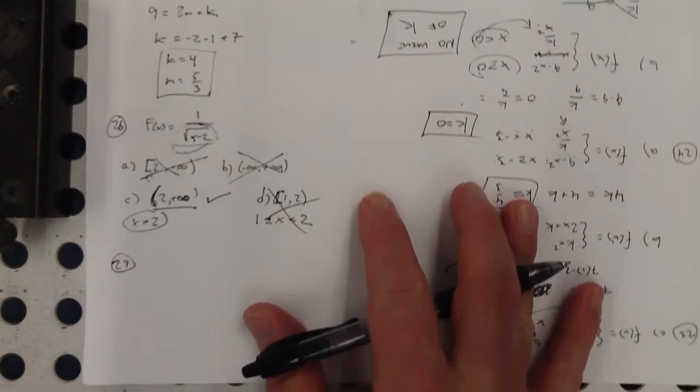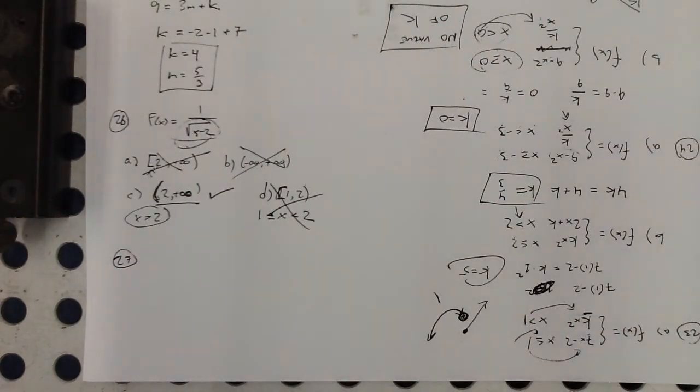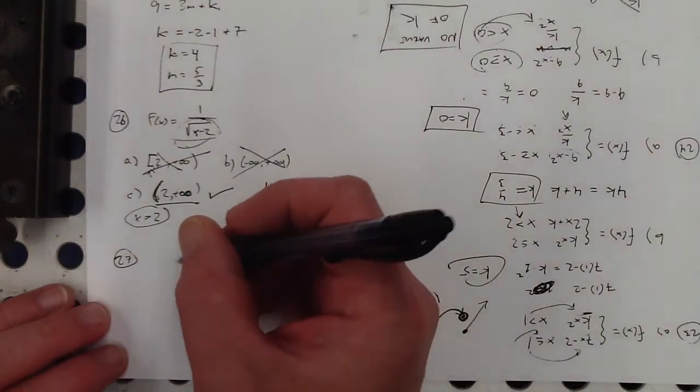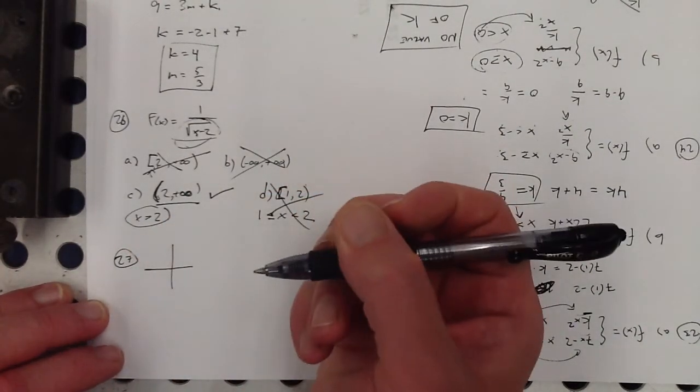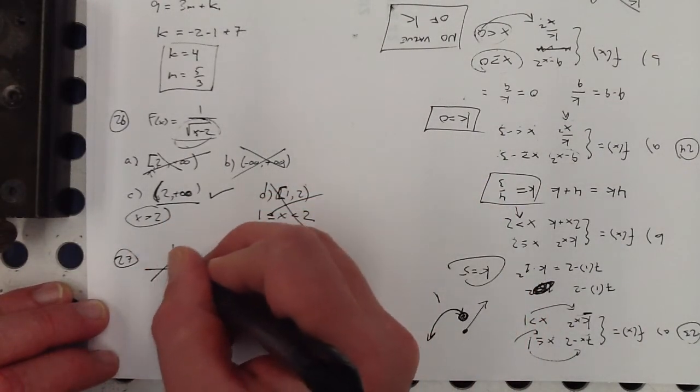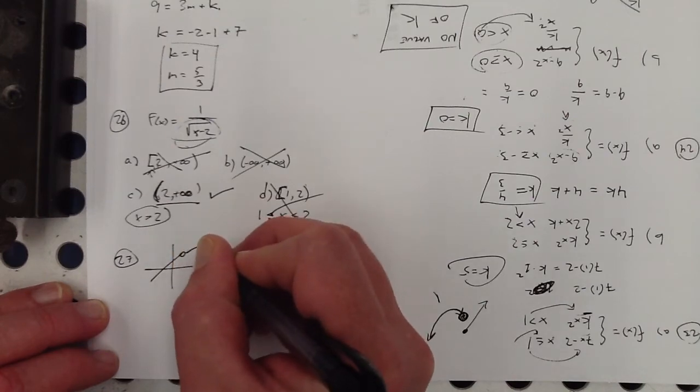All right, 27, we're almost there. A function is said to have a removable discontinuity if blah, blah, blah. Basically, all that says is that it's a hole. So can we fix these things? 27a, sketch the graph of a function with a removable discontinuity at x equals c, for which f of c is undefined. So what that means is a function with a hole.